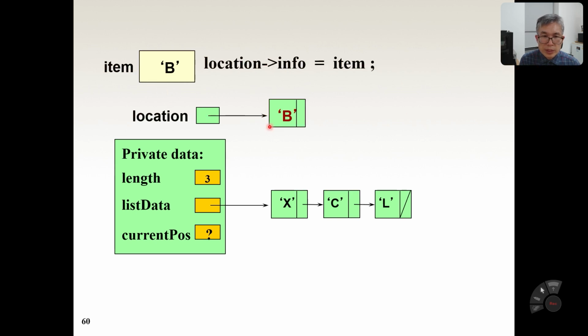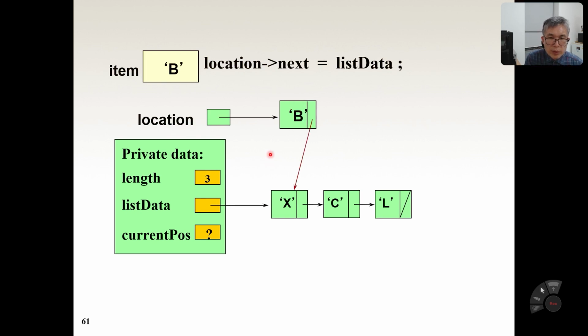The B is set like this. Okay, and then we can operate the next pointer of this node, right? So the location next is this one. Okay, this pointer next. And the list data is this first node in the list, right?